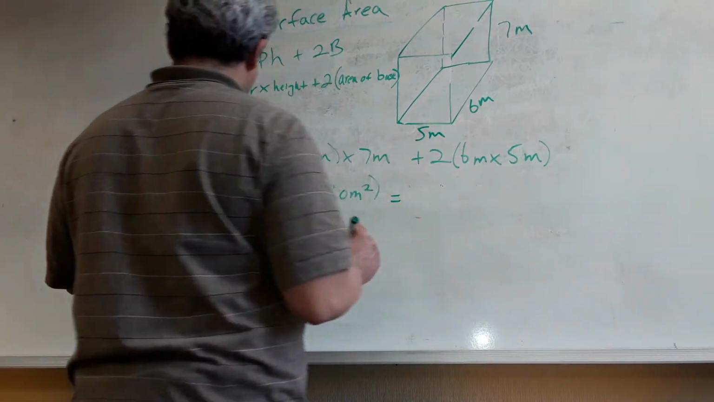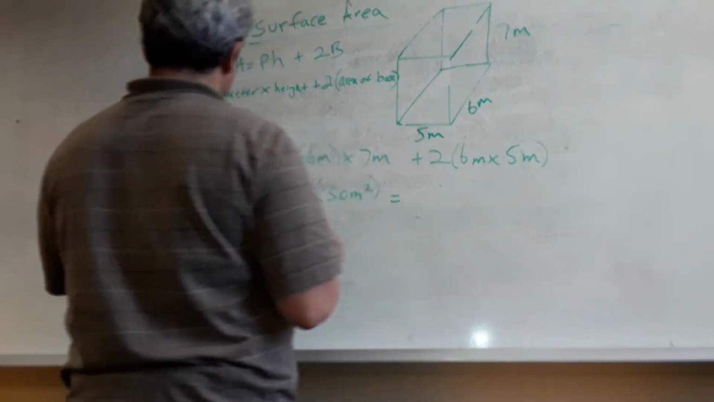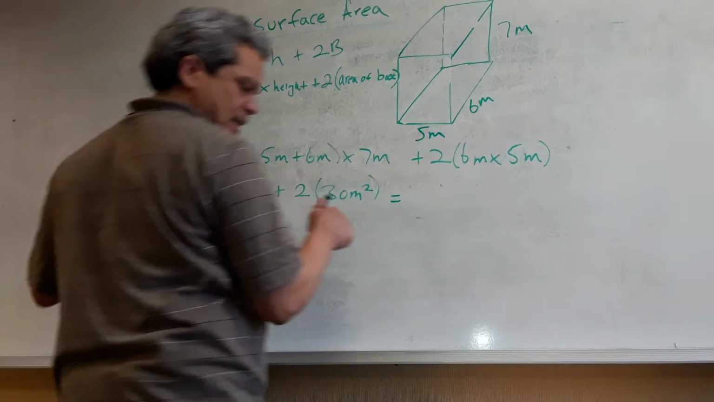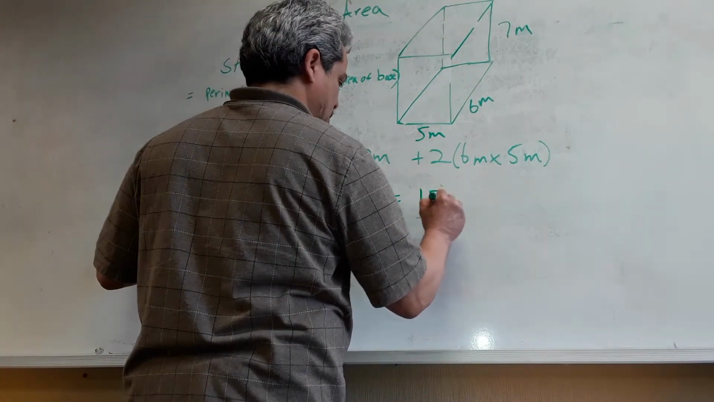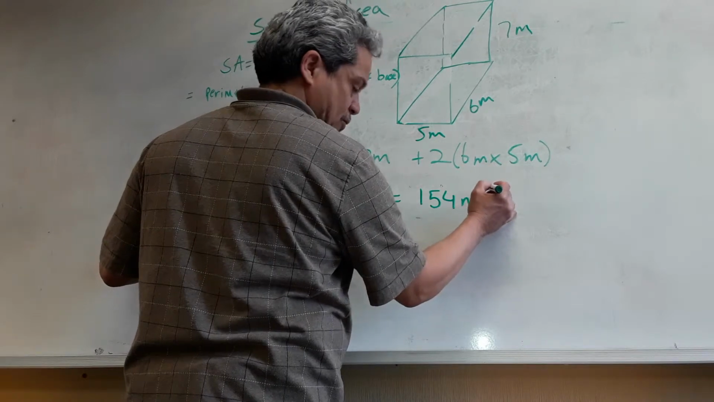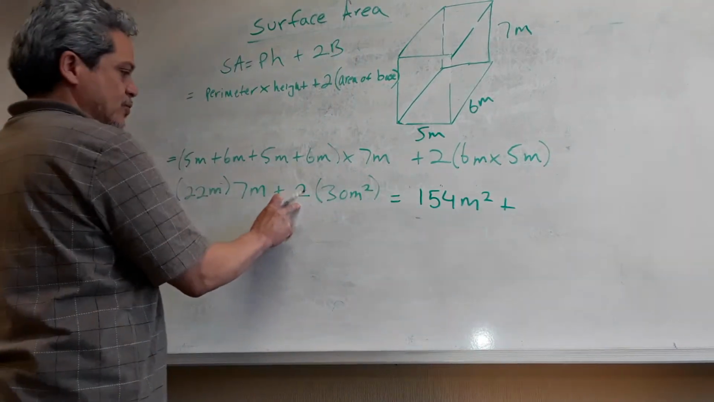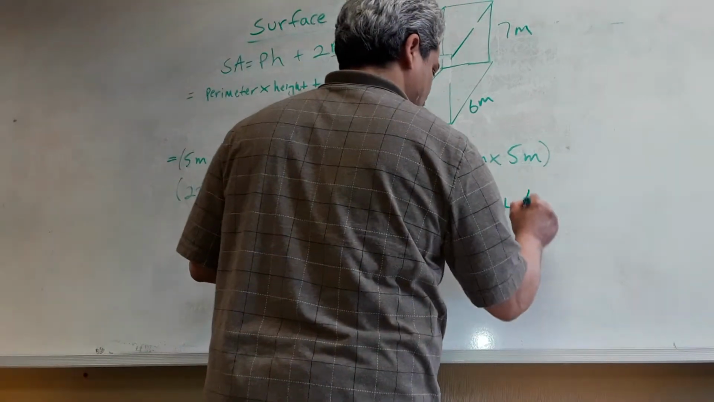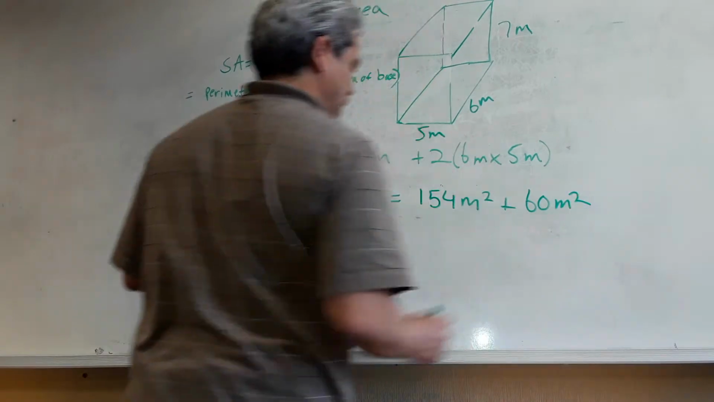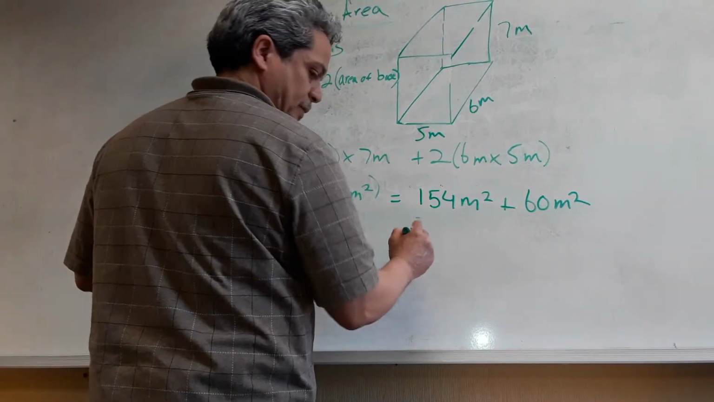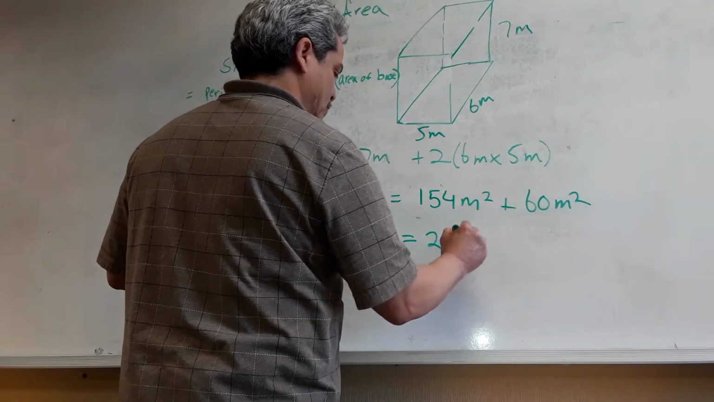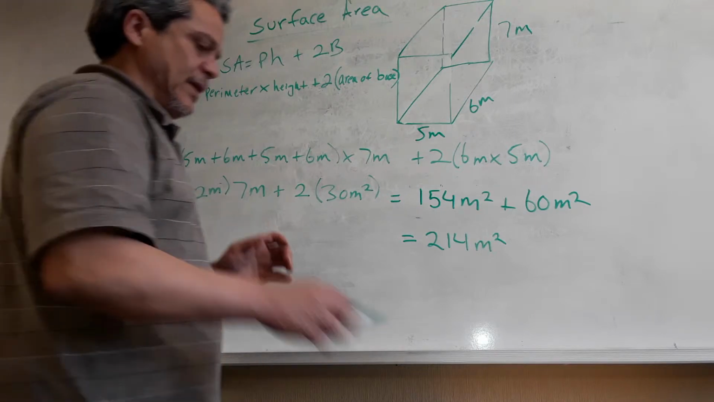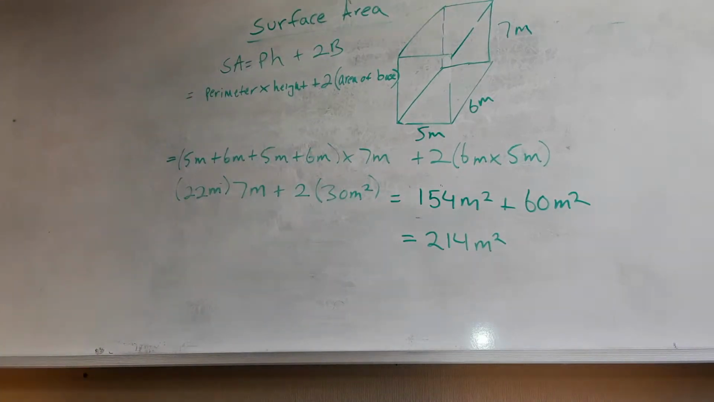So now we come out with 22 meters times 7 meters, which is going to give you 154 meters squared. Plus 2 times 30 meters squared is 60 meters squared. And when you add that up, you get 214 meters squared. All right. So then we're going to move on to the surface area of a pyramid.